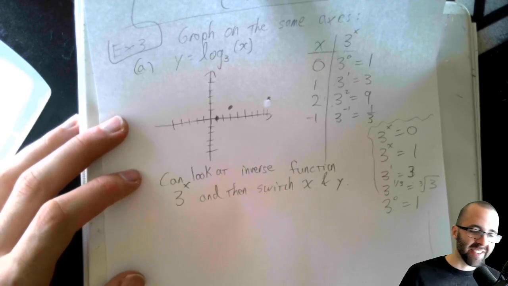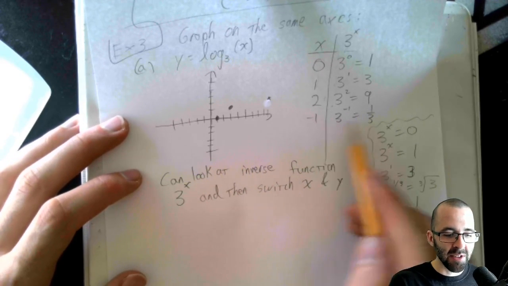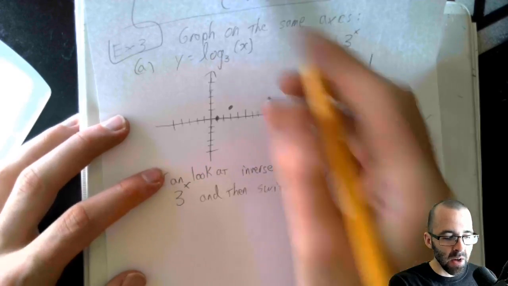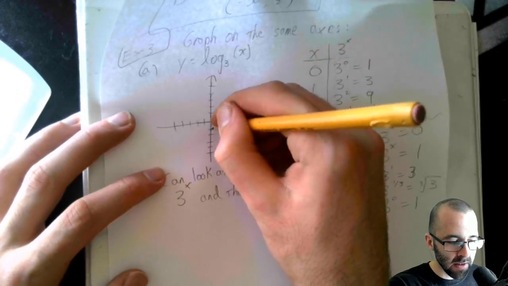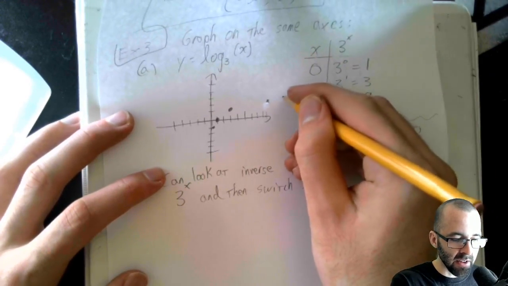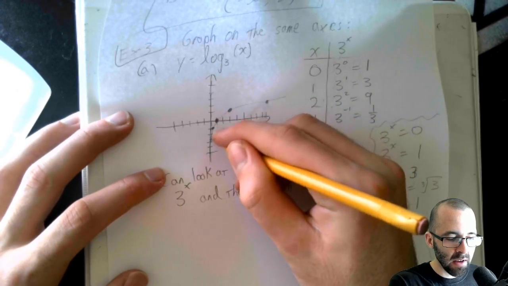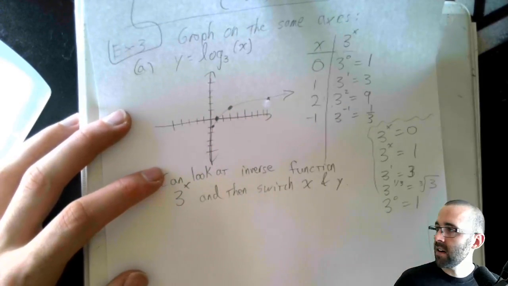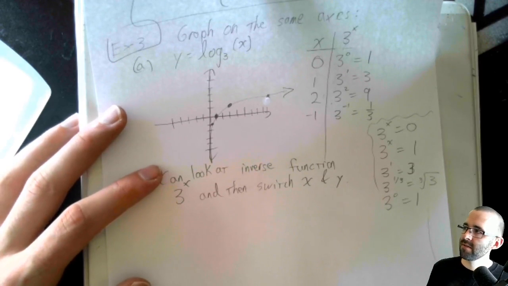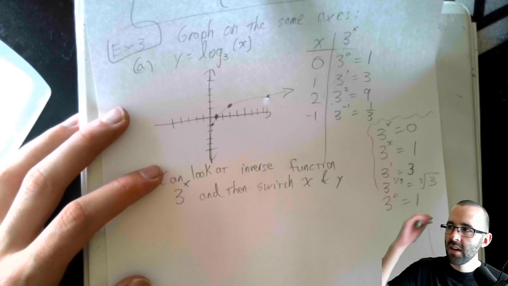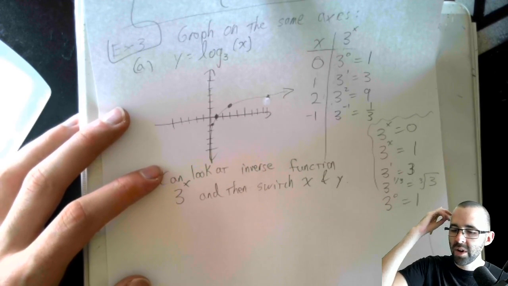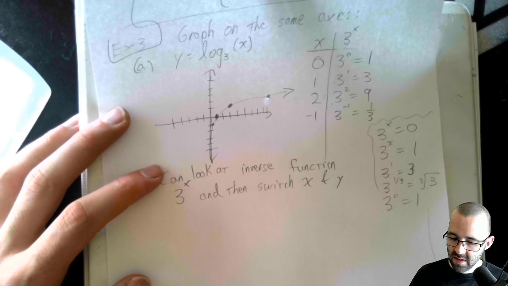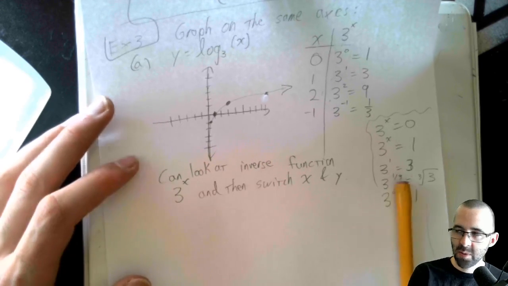But that's that point, right? And then this last one, flip the points. When x is 1/3, y is going to be -1. So this is our logarithm. Like so. We're going to do part B, and then we're going to do a quick review before the quiz.